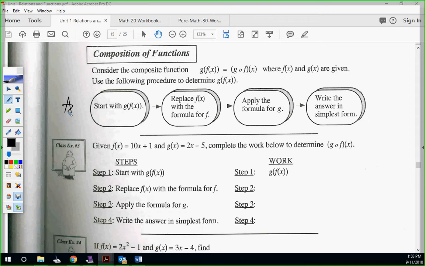This says, first thing you're going to do is start with your composition. Which one are you doing? g of f of x or f of g of x? Replace the f of x with the formula for f. What they're saying is formula is the function. So if you want to change this to function, you can. I didn't really like the formula word. And then apply the formula or function for g. And then write the answer in simplest form. We're going to do these steps together for example 3.